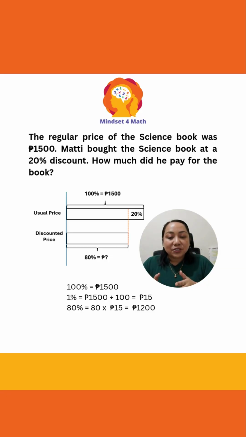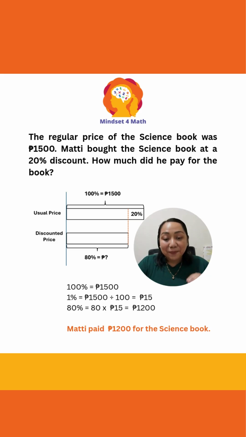So if 1% is equal to 15 pesos, then to get what 80% is equal to, I need to multiply 80 by 15 pesos. And the answer is 1,200 pesos. Matty paid 1,200 pesos for the science book.